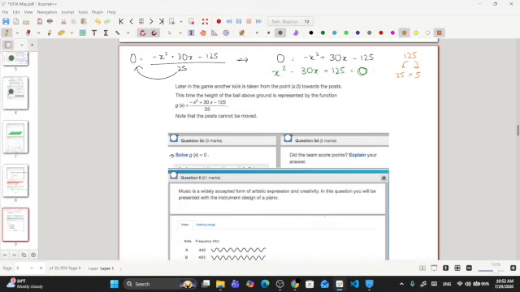25 times 5. Then, let's write it like this: x squared minus 25x minus 5x plus 125. You should know that we have to manipulate it in such a way that we get an answer of minus 30.